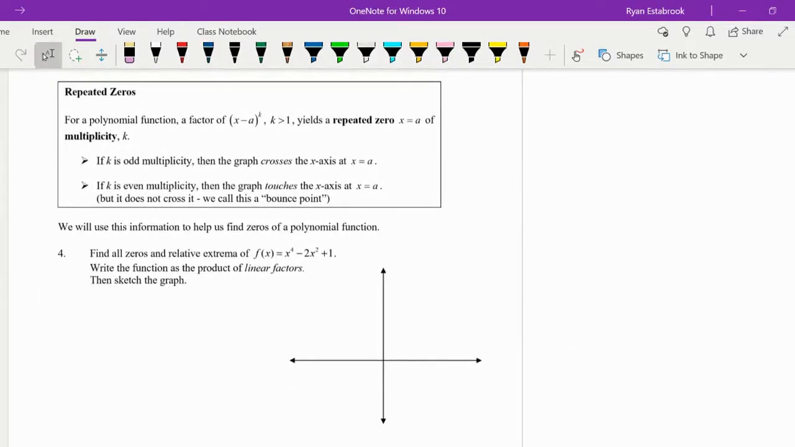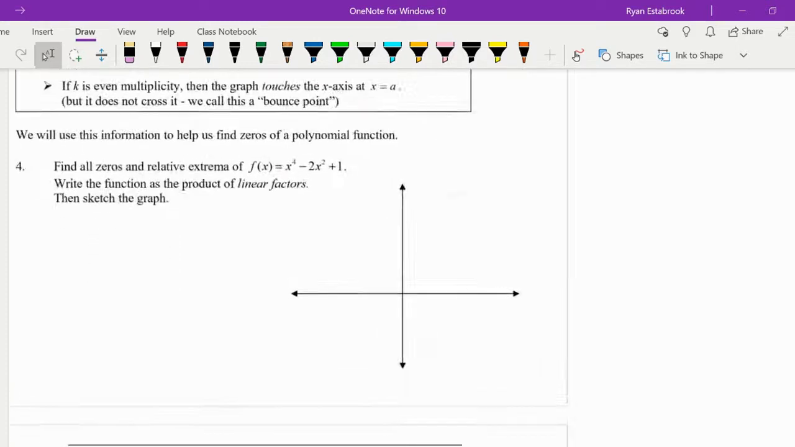If you do have a repeated 0, let's say that a number works more than once. If it's repeated 3 times or 5 times, it's going to pass right through the x-axis. Sometimes that's called a pass-through point. But if k has an even multiplicity, so if it's a double root, a quadruple root, we get what's called a bounce point, which will be giving us a local minimum or maximum.